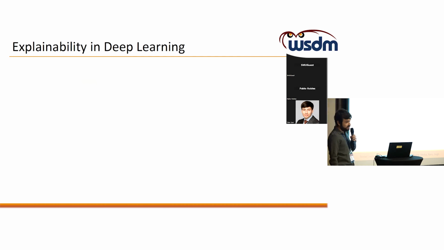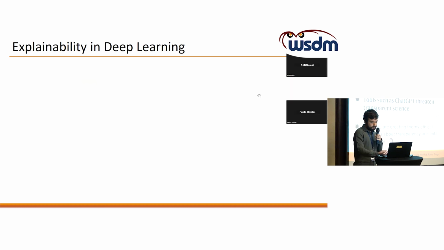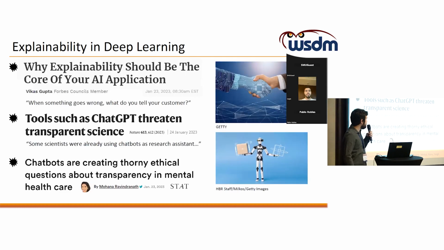So deep learning achieves the best performances in various application domains, and understanding deep learning decisions is a critical problem, especially in high-stake application sectors such as healthcare, law enforcement, or finance. There are multiple recent articles discussing that explainability and transparency should be the main core of your AI application. This will build trust between human and AI, and the ethical problem using AI systems will not be an issue.